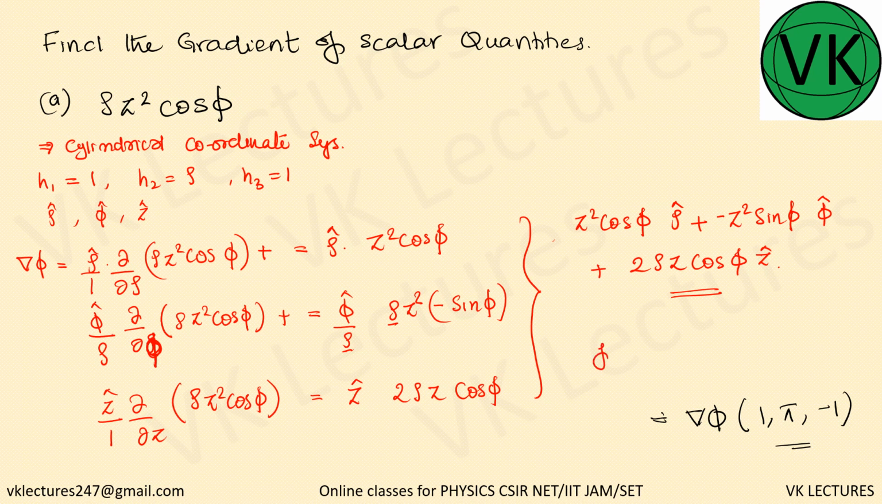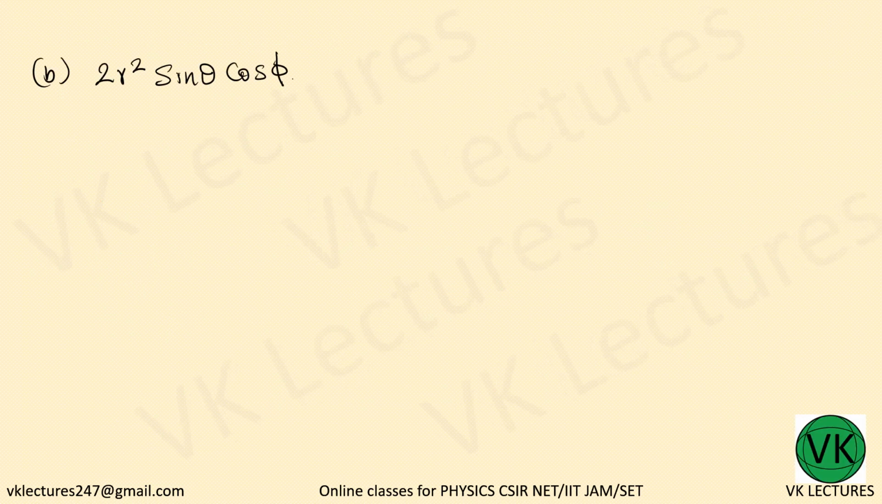So find the del phi at (1, -1, pi). That is your work. So 2r square sin theta cos phi. So this is r, theta, phi. So r, theta, phi corresponds to spherical polar coordinates.